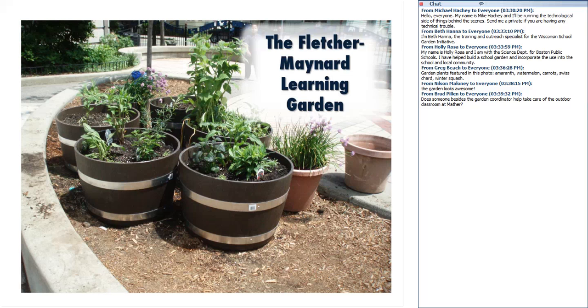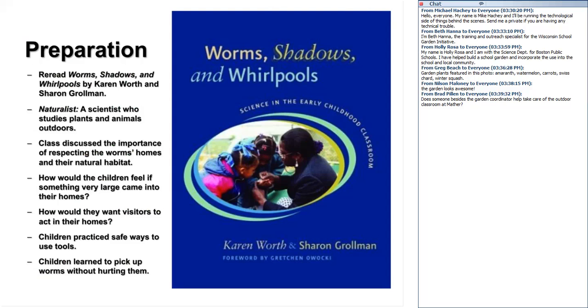So first, I reread the chapter on worms and shadows and whirlpools in Jane Worth's book, which was very good. It really helped me focus on what I wanted to do. And then I talked to the children about being a naturalist, which is a scientist who studies plants and animals outdoors. And my children were very excited.